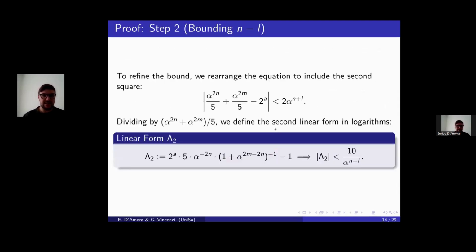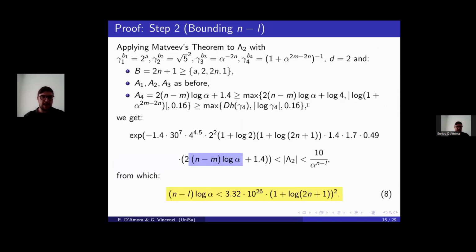Then we rewrite the equation, including also the second square here, and dividing by the first sum, we obtain a restriction on the expression defined by lambda 2. This is lambda 2. And so applying Matveev's theorem on lambda 2, we calculate B, A1, A2, A3, and A4, and get these 2 inequalities from which we obtain a bound on n minus l. And here we use the bound on n minus m. So the previous bound, the bound of step 1.